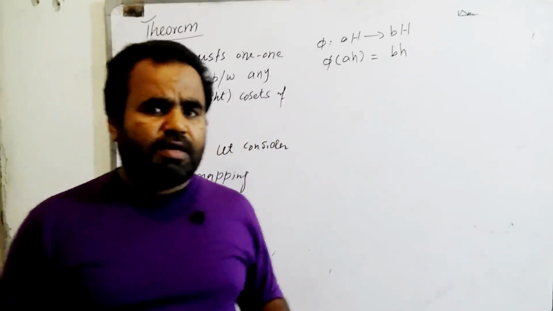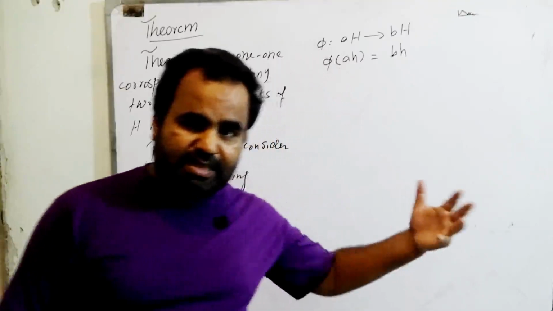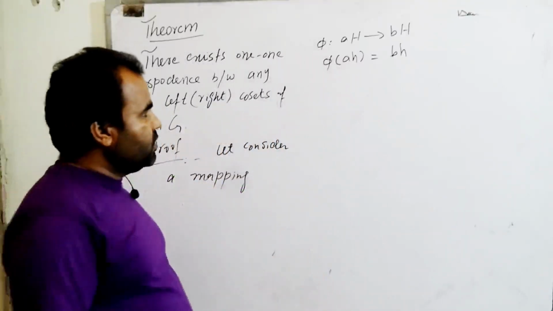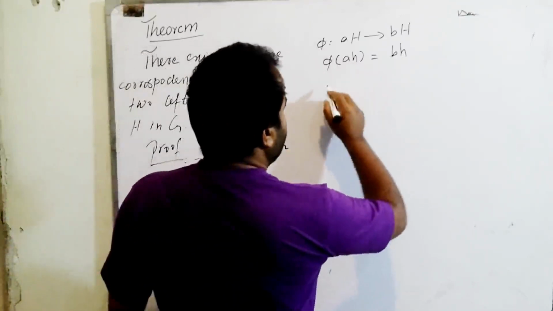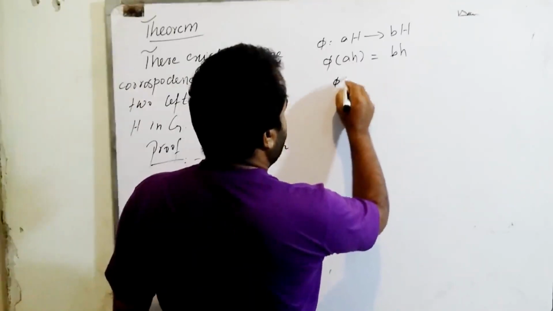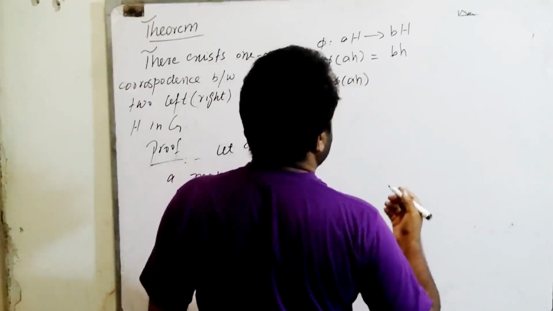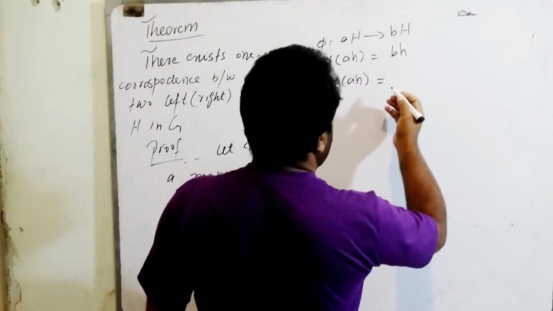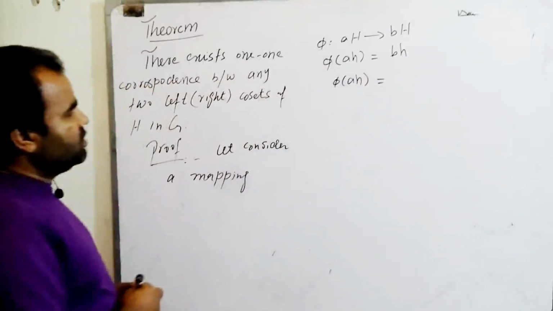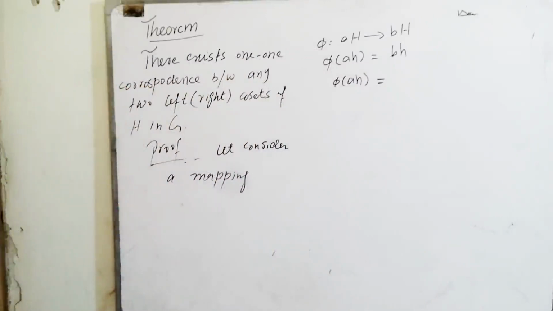First of all, I will prove that this mapping is well defined. In order to prove that this mapping is well defined, we will take phi of AH.